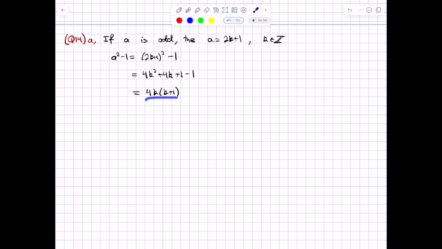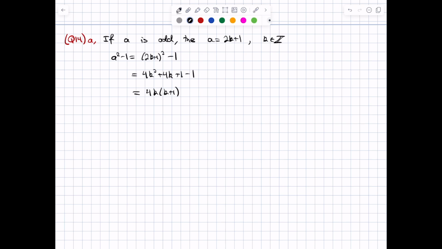Now I already have a factor of 4 sitting at the front, so somehow there's a factor of 2 hidden within this expression, k times (k plus 1). And I need to justify why that's the case. The reason is, these two are consecutive integers, so one of them has to be odd and one of them has to be even. And if one of them's even, that means it has a factor of 2 hidden within it. And then I'll have 2 times 4, which gives me 8.